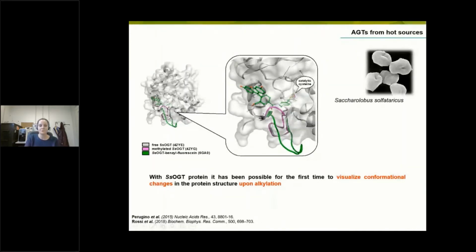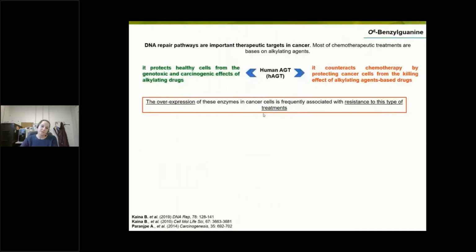But why is it so interesting to study this kind of protein? Because, like other DNA repair proteins, the AGT also has a role in cancer, and in particular in cancer therapy. In fact, most chemotherapy treatments are based on alkylating agents. So if on one hand, AGT can protect healthy cells from endogenous or exogenous alkylating agents, on the other hand, it can protect also cancer cells from this kind of treatment. And in fact, overexpression of the AGT has been seen in most tumors, which results in the resistance of these cells to the treatment.